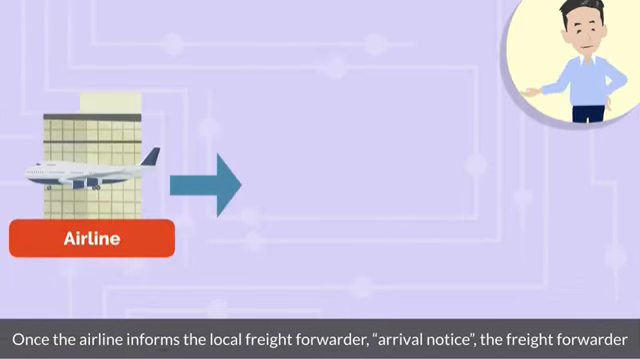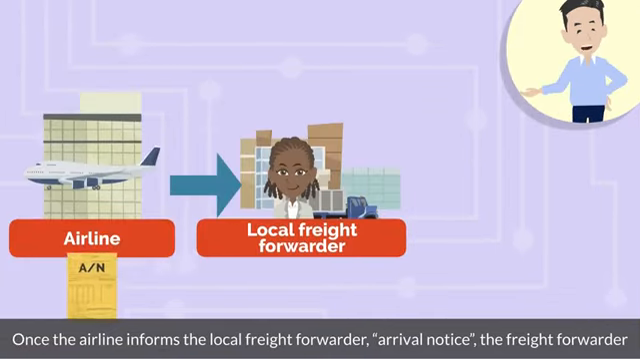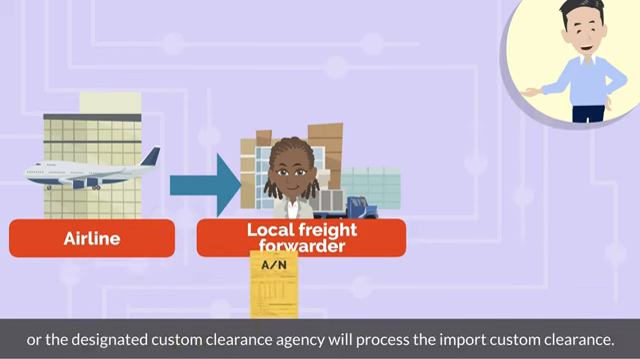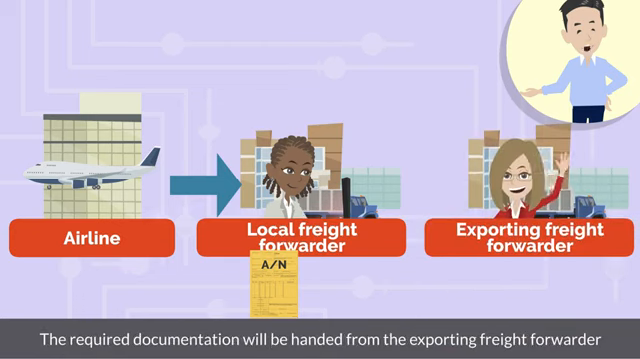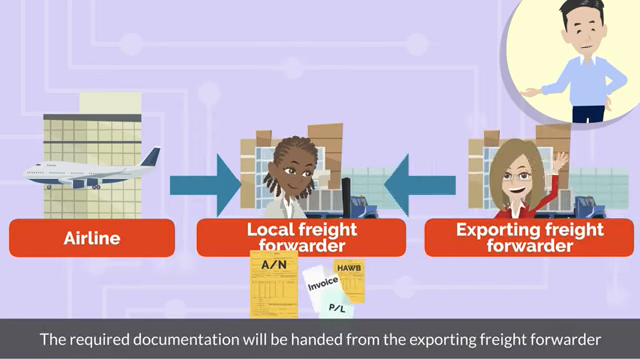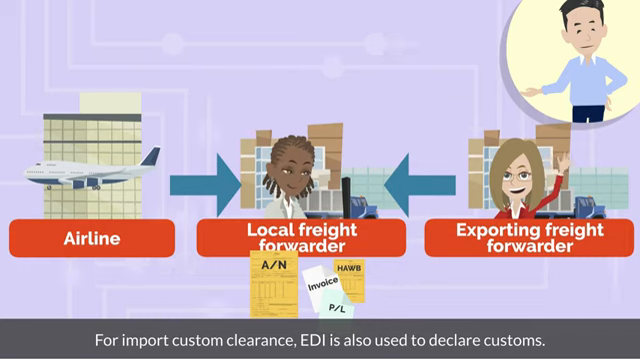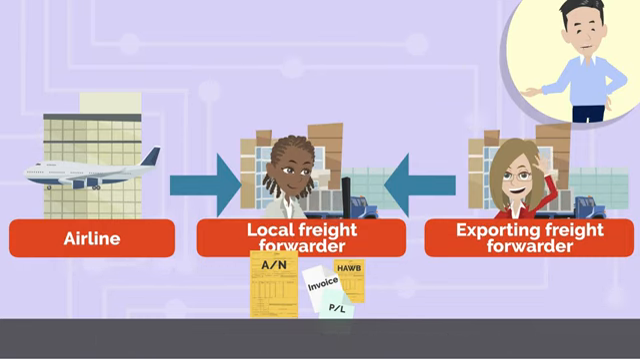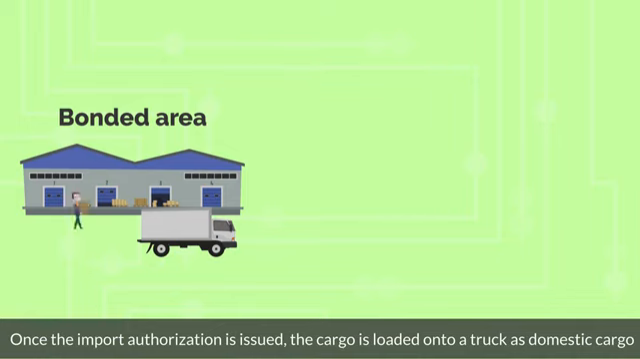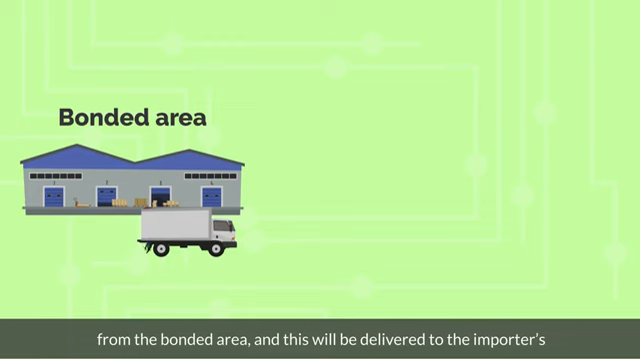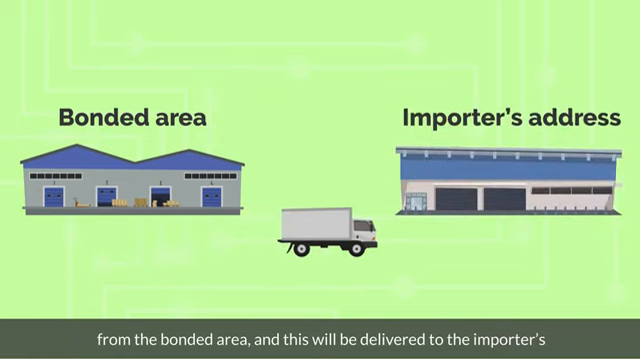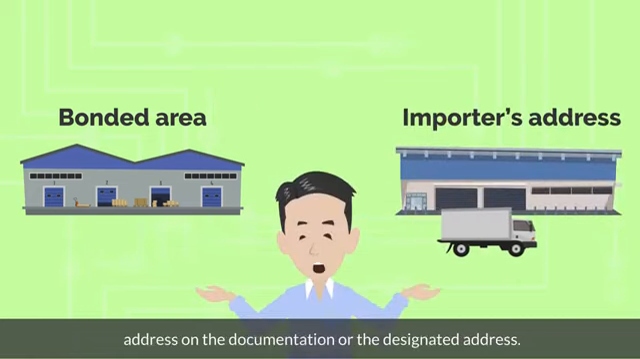Once the airline informs the local freight forwarder of the arrival notice, the freight forwarder or the designated custom clearance agency will process the import custom clearance. The required documentation will be handed from the exporting freight forwarder to the local freight forwarder, and then to the custom clearance agency. For import custom clearance, EDI is also used to declare customs. Once the import authorization is issued, the cargo is loaded onto a truck as domestic cargo from the bonded area, and this will be delivered to the importer's address on the documentation or the designated address.